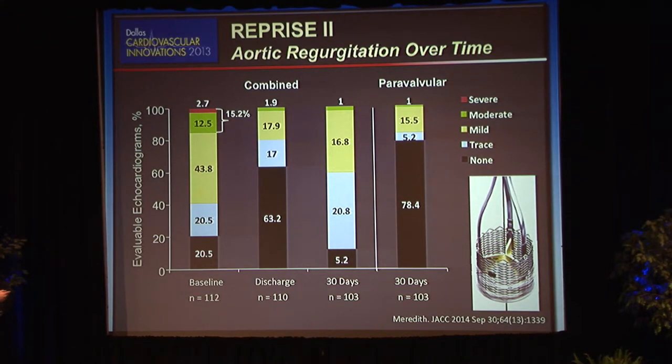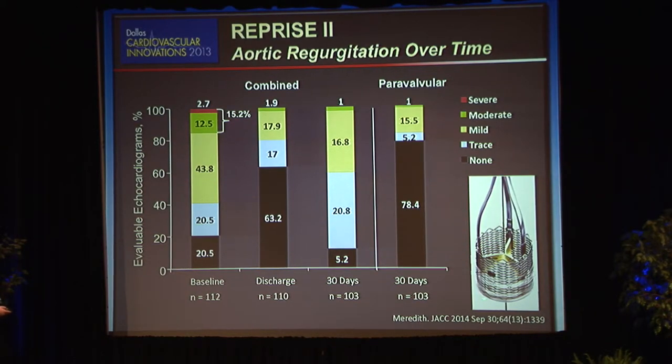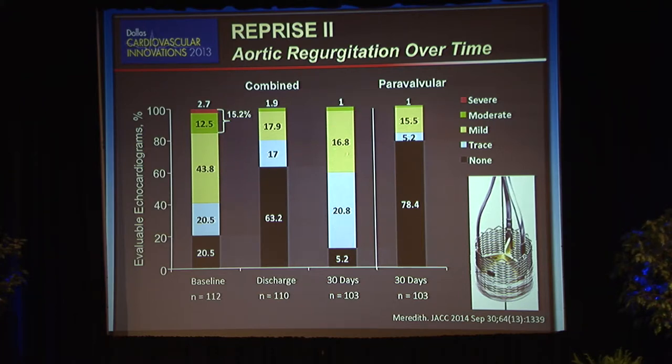The REPRISE trial, I just want to show this to lead into what comes next. This is a Lotus valve, something that's not commercially available now, but it has a membrane, a cuff on the bottom of it to help reduce regurgitation. And after 30 days, the mild, moderate, and severe regurgitation is less than baseline, a little worse than at discharge, but improves over the next 30 days.